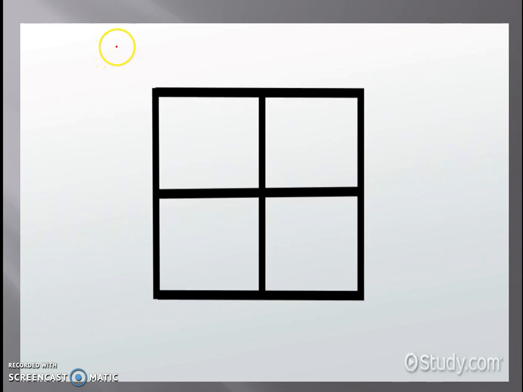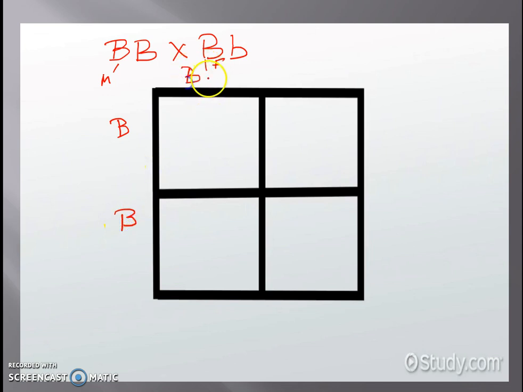Let's take an example, if you're crossing a homozygous dominant with a heterozygous, you have to place, this is coming from the mother, this is coming from the father, you have to place each parent's genes on the outside of the box. So it doesn't matter where you're going to put that, but you have to put it like this. And this is from the mother, this is going to be the father, that was the heterozygous.